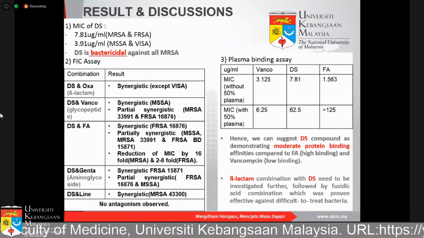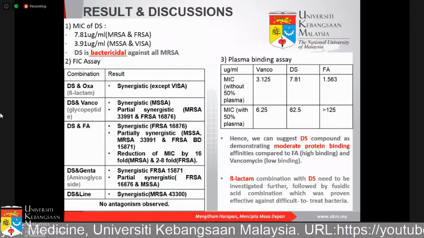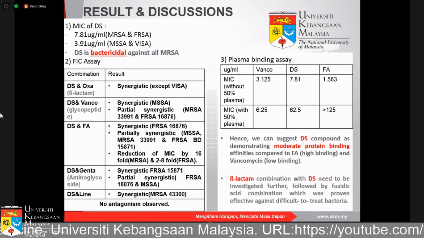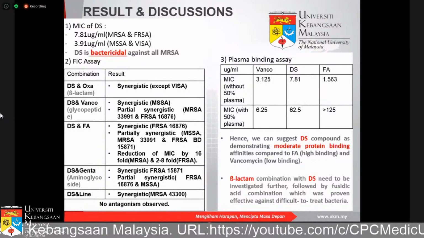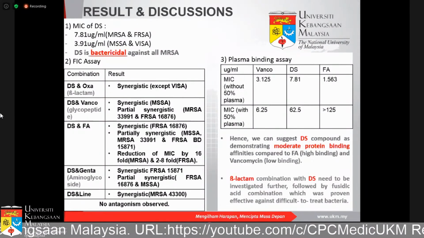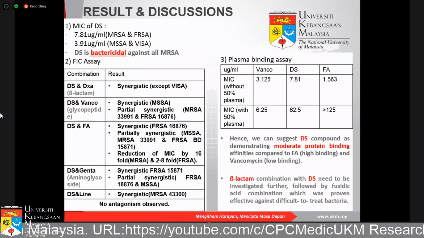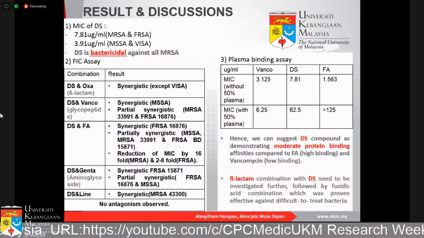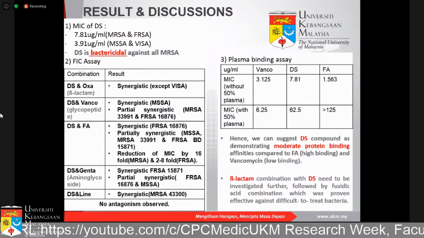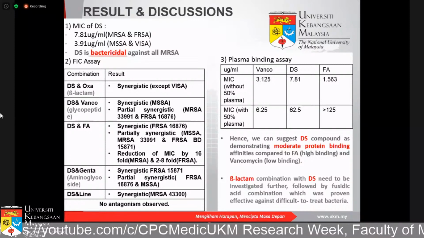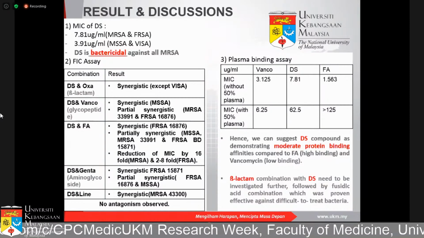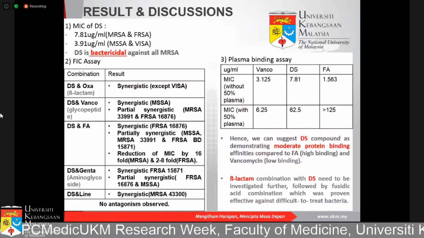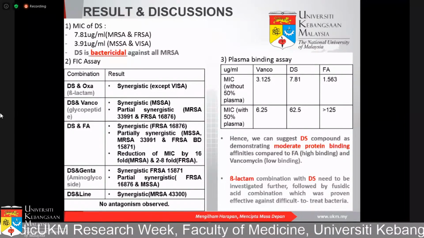You need to test on more clinical isolates. Yes, because as you asked, doctor, why the MRSA with the vancomycin and DS combination is only partially synergistic, but when we consider the DS and oxacillin combination, it is synergistic. Maybe we can investigate that combination rather than Vanco. Yeah, it's good. It's good results because vancomycin is more toxic than oxacillin. Yes. Okay.